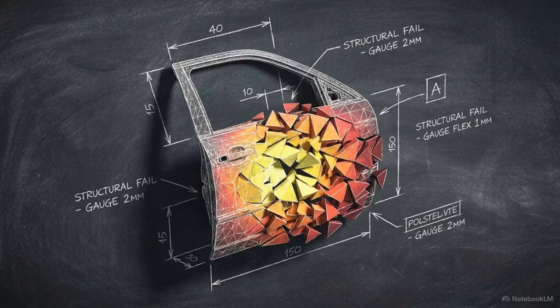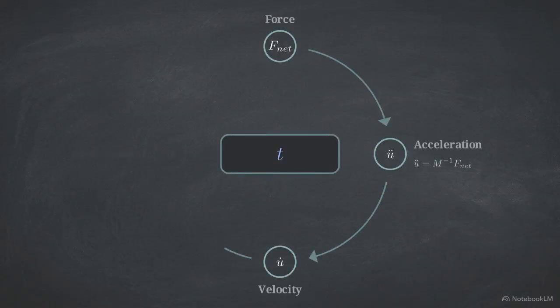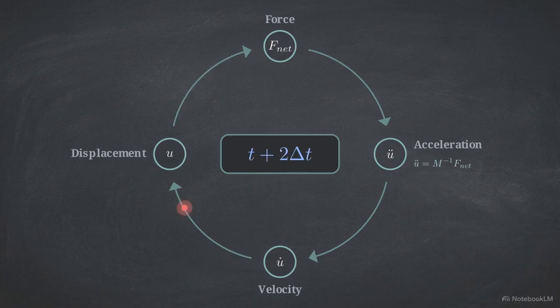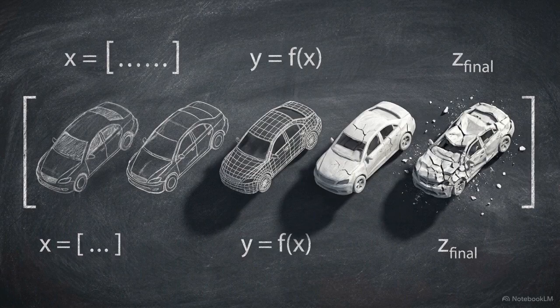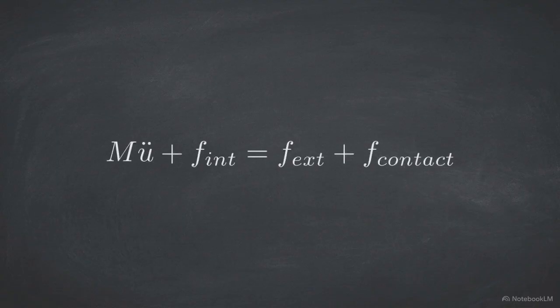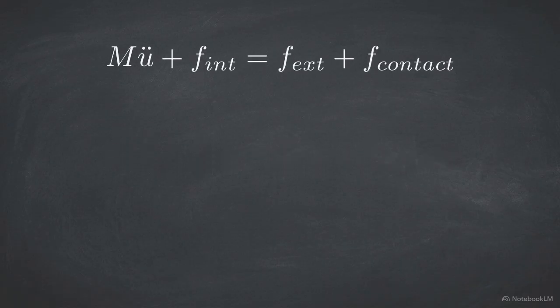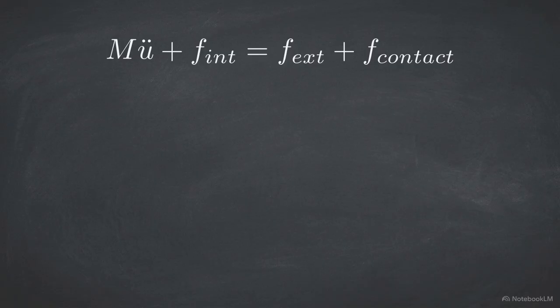To understand how software predicts material failure, we have to deconstruct this equation and map the strict chronological loop that an explicit solver uses to step a simulation forward. Computational collision analysis functions as a relentless, discrete numerical time-marching process. This is the baseline dynamic equation that must be satisfied at any given time step. Inertial forces plus internal forces must equal external forces plus contact forces.